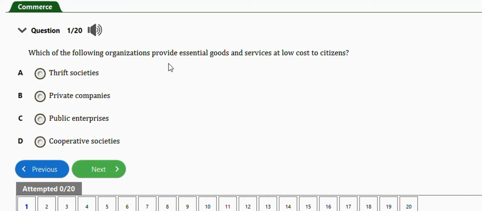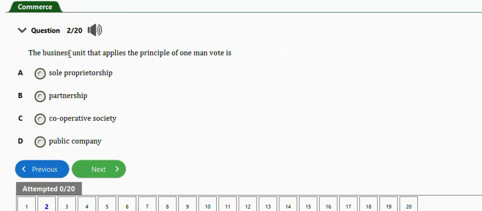low cost to citizens? We have thrift societies, private companies, public enterprises, cooperative societies. The right answer is option C, which is public enterprises. Very important. Okay, so the next question is this one. It says the business unit that applies the principle of one man one vote is, we have sole proprietorship, partnership, cooperative society, public company. The right answer is option C, cooperative society.